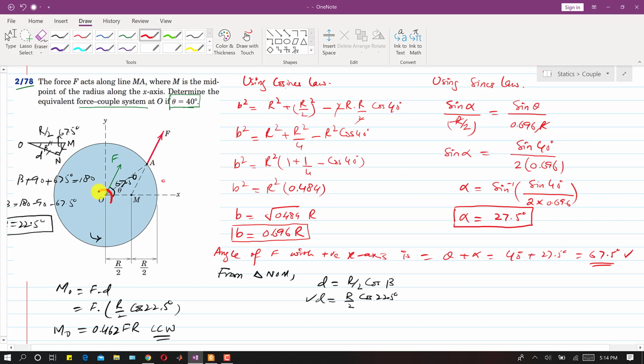And the moment produced is counterclockwise, so we will draw this moment as well, and we will write that this moment is equal to 0.462 F into R. So if we know the magnitude of F and R, we will be able to find that moment about O, right? And in the last diagram we do not need to represent this force, so I will remove it as well, right? There is no need of this force now. So when we replace that force by a force couple system, this should be the result, right? So this is the solution of this problem.